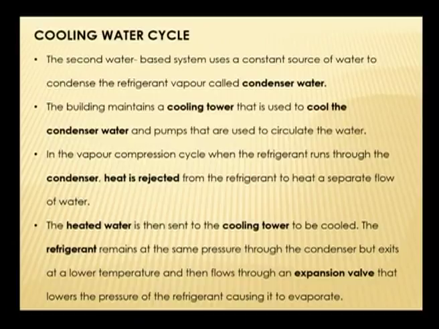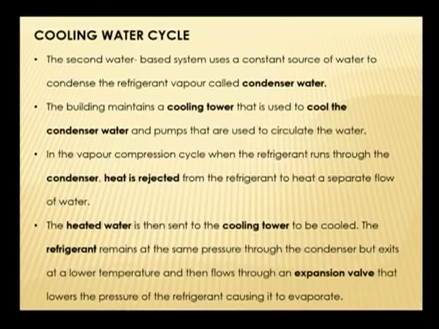So, this is the chilled water cycle. Next, we are moving into the cooling water cycle. Here is a second water based system which uses a constant source of water to condense the refrigerant vapor, called the condenser water. In the previous case, this chilled water was used to cool the air in the air handling unit and air condition the space eventually, but here water is used for a different purpose. Here the water is used to cool the condenser. We have already seen in the previous lecture that condensers can be air cooled and water cooled types. So, this cooling water cycle talks about the water cooled condenser type.